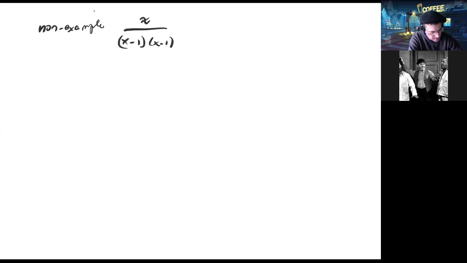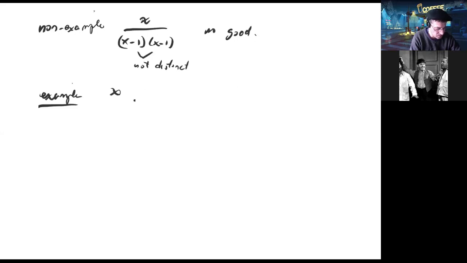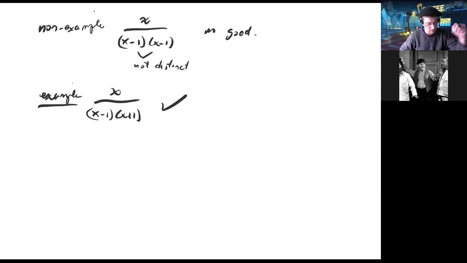Okay, so a non-example for today is the rational function x over x minus 1 times x minus 1. These are not distinct factors, but they're linear, but they're not distinct. So this is no good for today. We'll talk about that case later on. An example of what I mean today is something like x over x minus 1 times x plus 1. Okay, so that's good. That's going to be something we can do today.